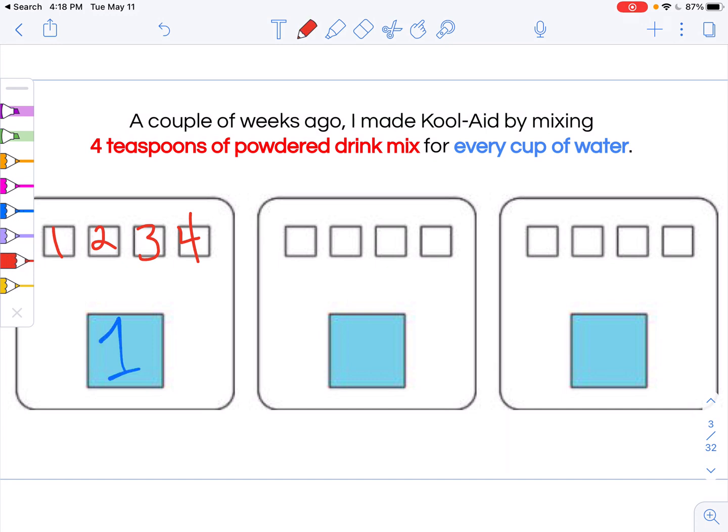I also did one where I had 1 spoon and then added 3 more spoons. So I had 2 cups of Kool-Aid that tasted the same, right? And I could keep on doing that pattern as long as I add 4 spoons and 1 cup of water. I will always make Kool-Aid that tastes the same.